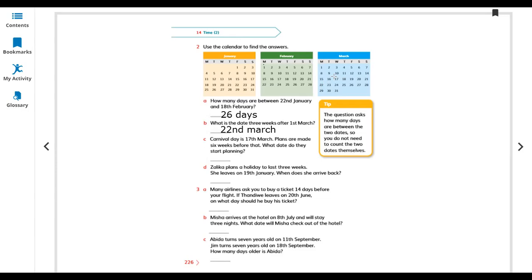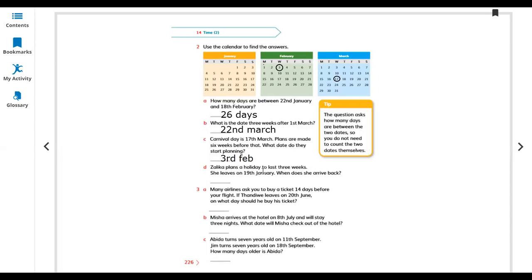First we are circling 17, and we make a plan. We made a plan 6 weeks before. Go backward. 1, 2, 3, 4, 5, and 6. So we are here now. Third of February. So you write here, 3rd of February. You can write the complete name or you can write FEB, the abbreviation.